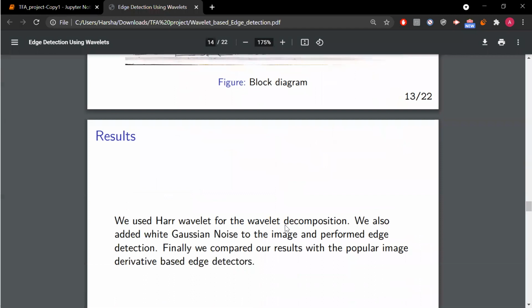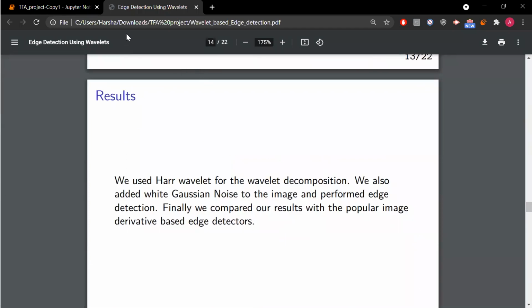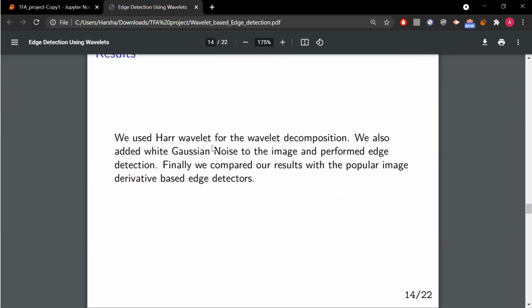Can you go to the slides? So as Harsha told, we used Haar wavelet as our wavelet transform for the wavelet decomposition. We also added white Gaussian noise to the image and performed the edge detection over it. Finally, we compared our results with the popular image derivative based edge detectors. Next slide.